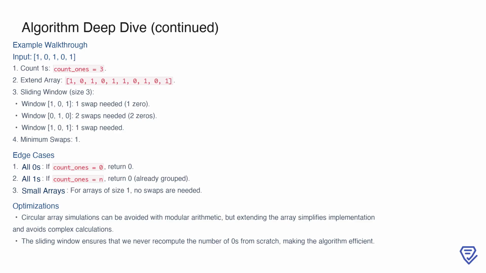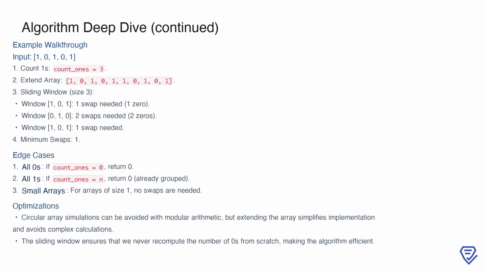Suppose the input array is 1, 0, 1, 0, 1. First, we count the ones, which gives us count_1s equals 3. Next, we construct the extended array, which becomes 1, 0, 1, 0, 1, 1, 0, 1, 0, 1. Using a sliding window of size 3, we evaluate each segment.